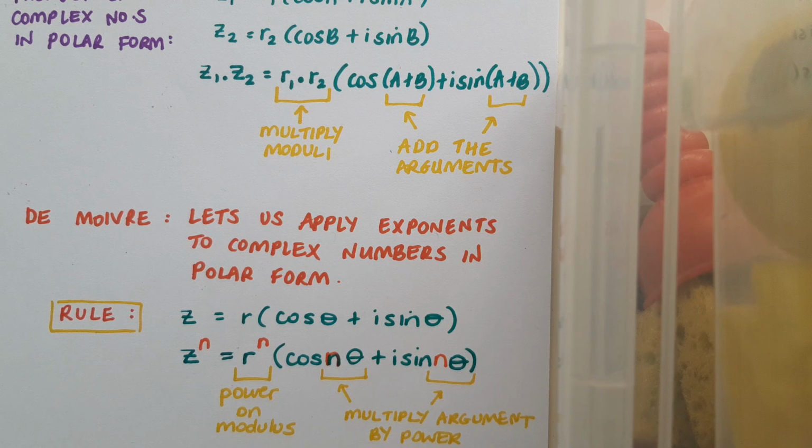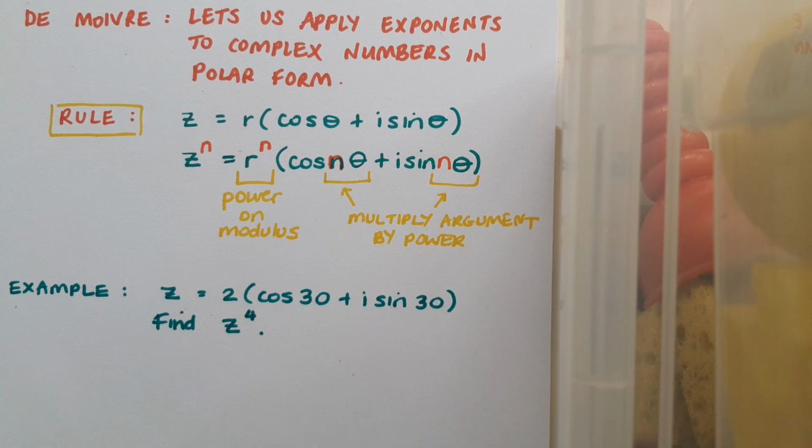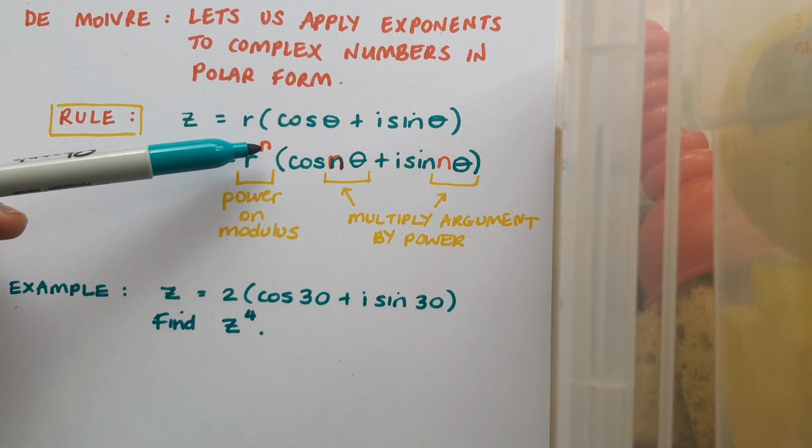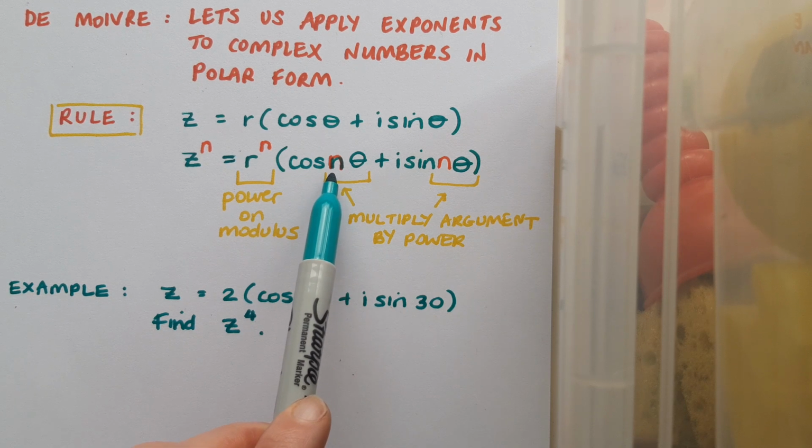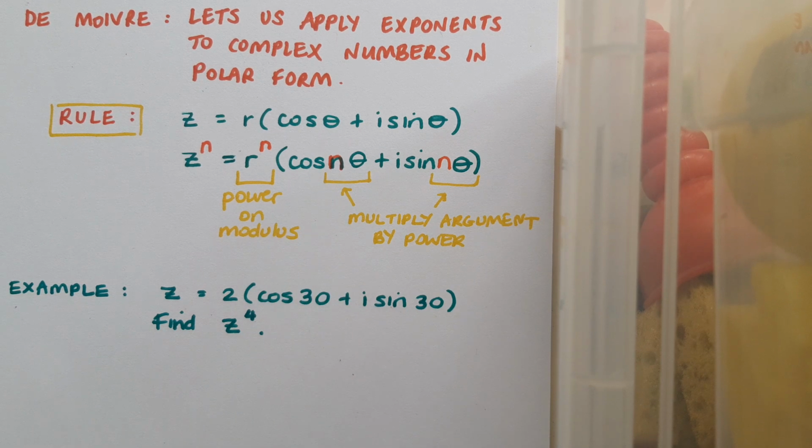So let's look at an application of this now. I've got a complex number z, and it's equal to 2 (cos 30 + i sin 30). So it's already in polar form, which makes things kind of handy for me. And I want to find z to the power of 4. So I'm going to reference this rule up here, de Moivre's theorem. So let's see, what am I going to do? I'm going to take my modulus and put it to the same power. And then I'm going to multiply my argument, or my angle, by the power.